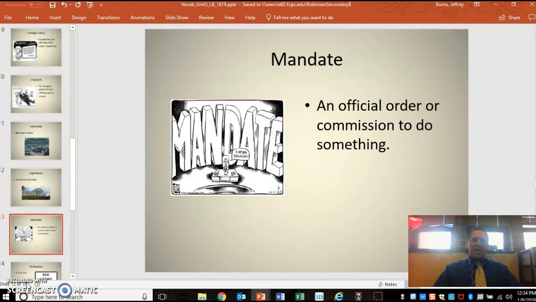And then we have a mandate. It's not when two men go out and hang out like a bromance, okay? It is an official order or commission to do something. So a mandate here would be like where the national government tells the state that they have to do something, that they have to enforce this law more stringently, or they have to create a law that says something similar to other states, and they may or may not provide funding for that. So states might have to be mandated to do something, but have to provide funding on their own.